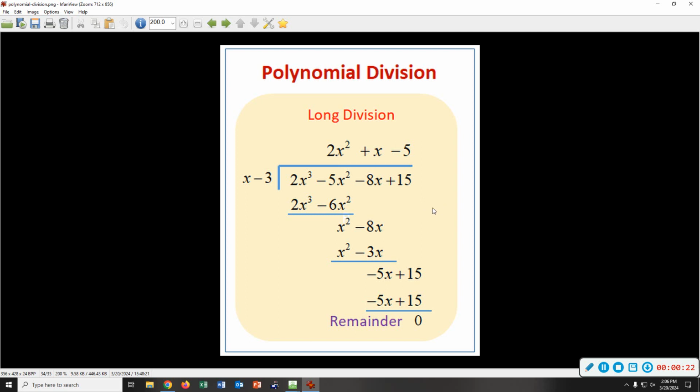Zeros of polynomial functions. I should have called it zeros of polynomial functions instead of polynomials, because everything's functions now. What we're going to start off with, you may or may not remember, is polynomial long division. You may not remember how to do it, but most people remember when they see it.